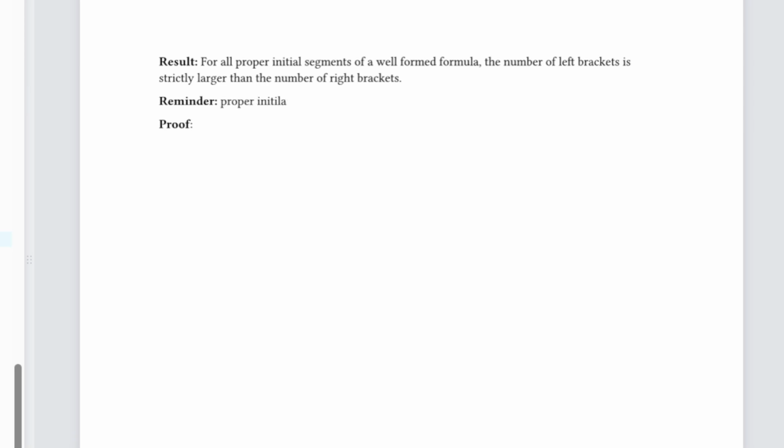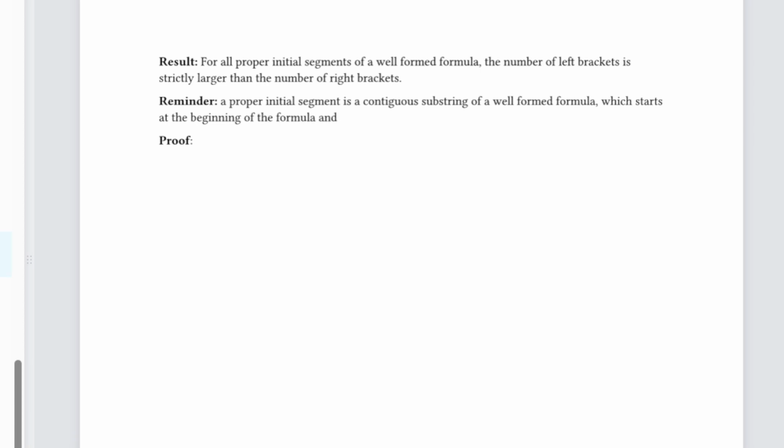A proper initial segment is a contiguous substring of a well-formed formula which starts at the beginning of the formula and is not the formula itself.